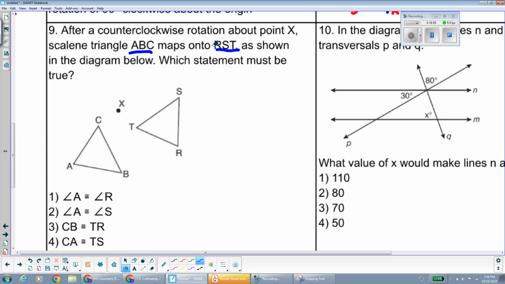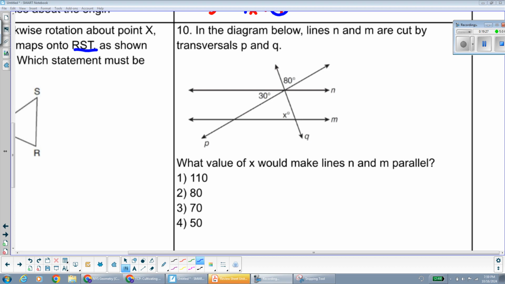A has to match up to R, B has to match up with S, C has to match up with T. So A matches up with R, that must be true. A matches up with R, not S, so that's not true. CB matches up with CS, last two letters, not TR. CA matches up with TR, not TS, so not true.